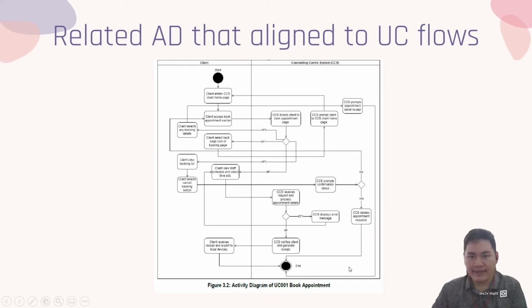This is the activity diagram that is related to UC001. So the flow is basically the same as I mentioned in the use case specification, whereby the client will need to book into the system by selecting the time slot and also viewing the psychologist's schedule. So the activity diagram also includes the normal flow, alternative flows available from the use case specification, and also the exception flow. So the activity diagram involves two domains, from the client side and also from the Counselling Centre System side, which is our proposed system.